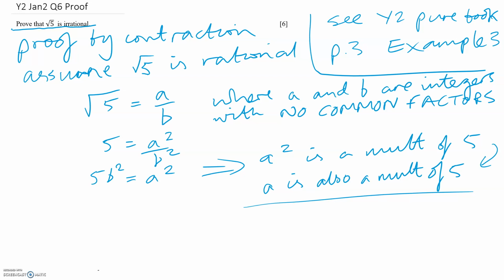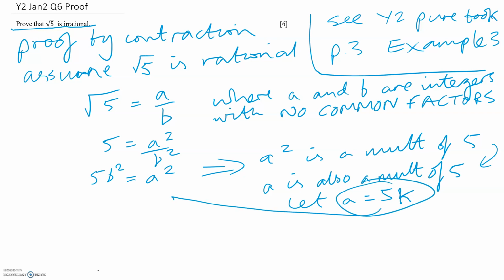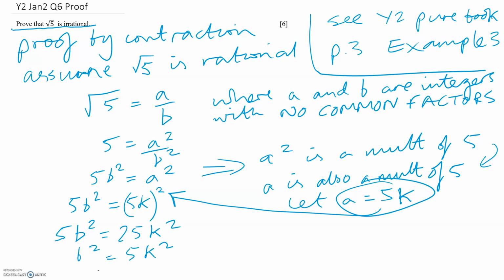So if a is also a multiple of 5, then we can let a equal 5 times by another integer, let's say k. So we'll let a equal 5k, where k is an integer. And if we substitute that back in to our equation here, that will give us 5b squared equals 5k all squared. So 5b squared equals 25k squared. In other words, b squared equals 5k squared.